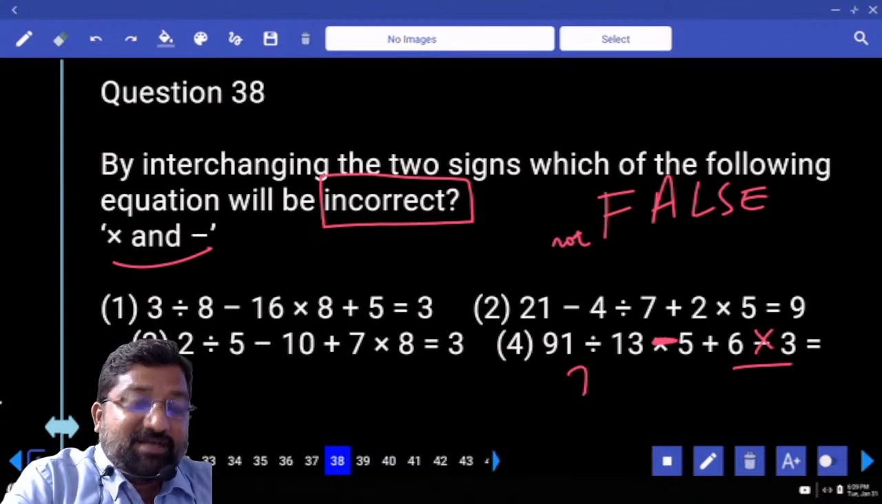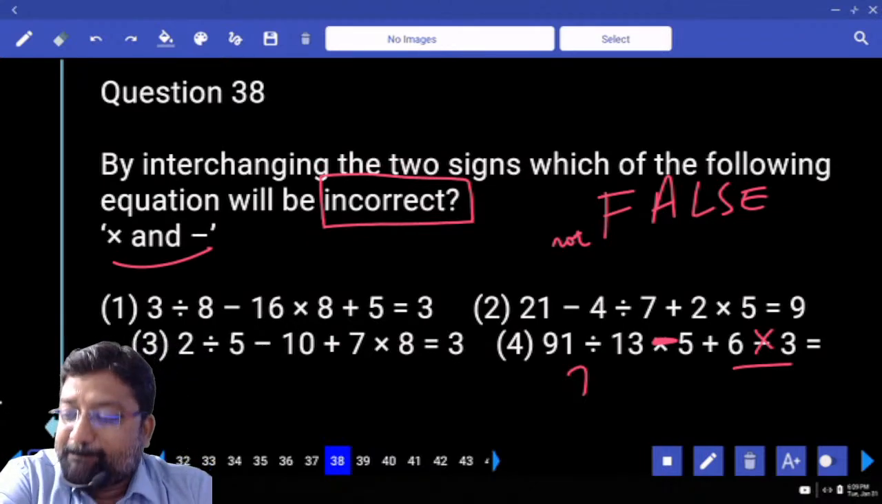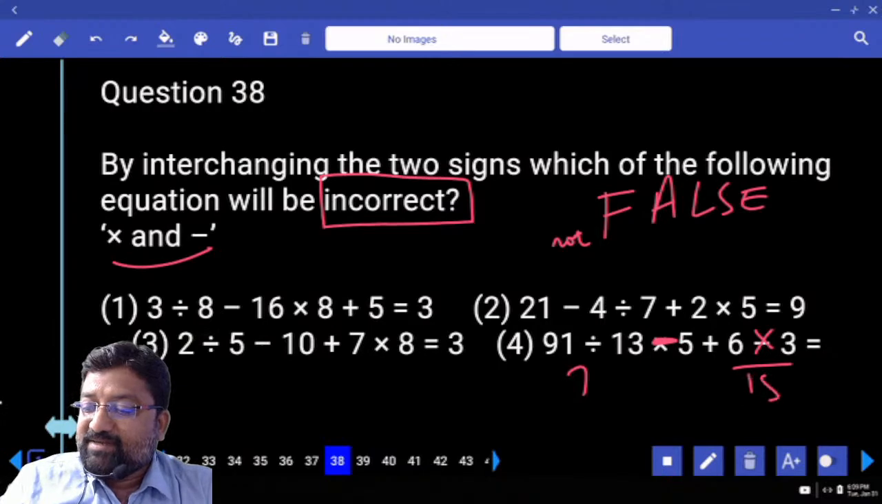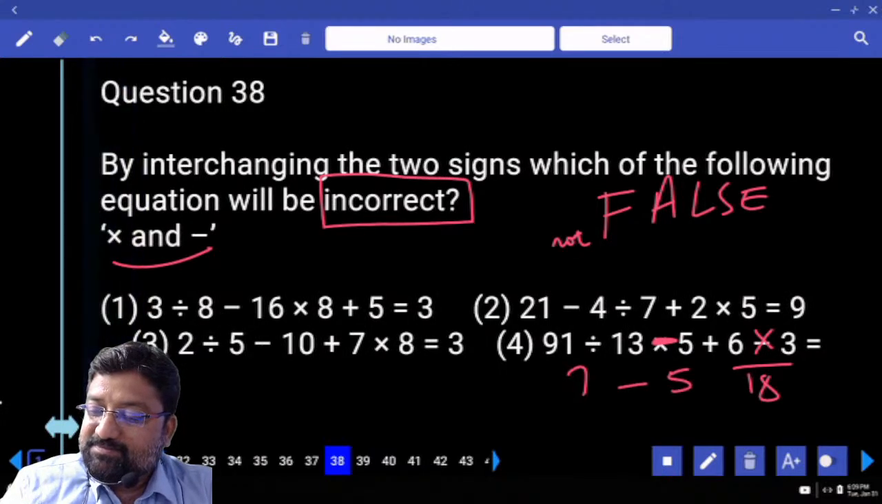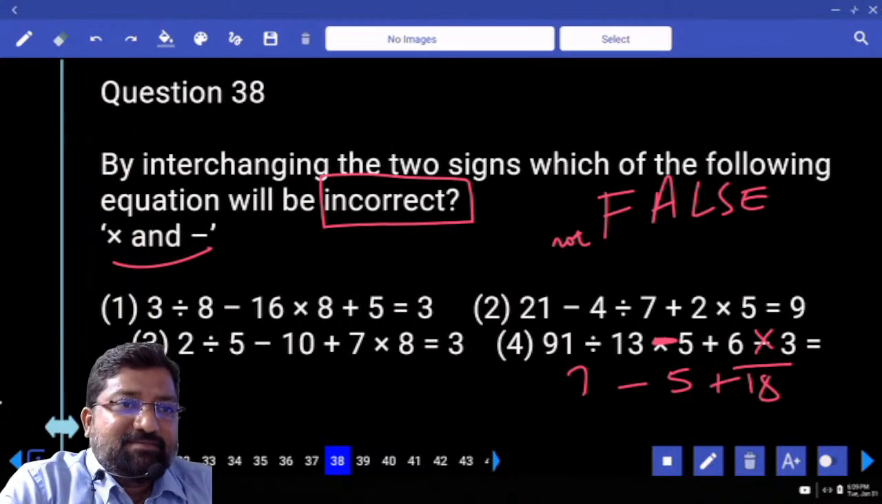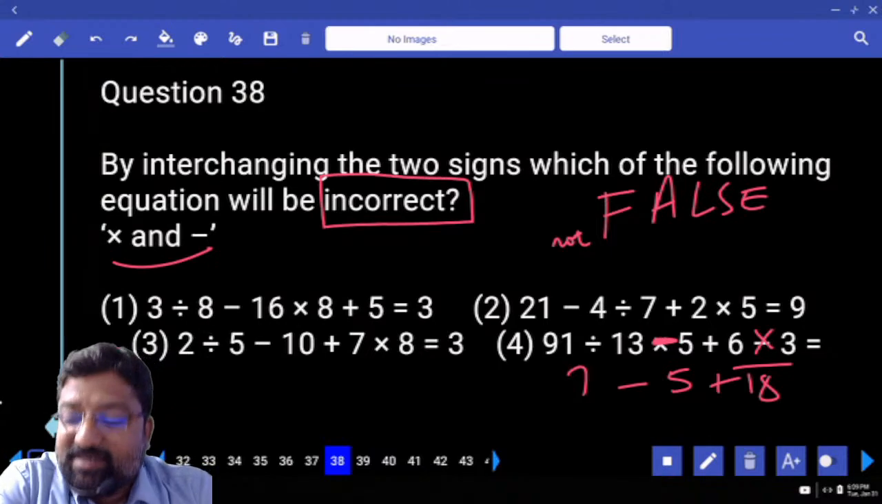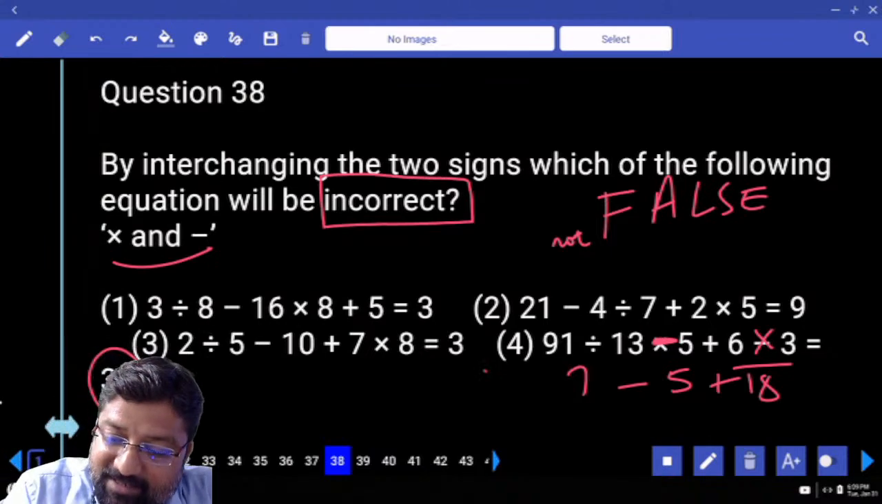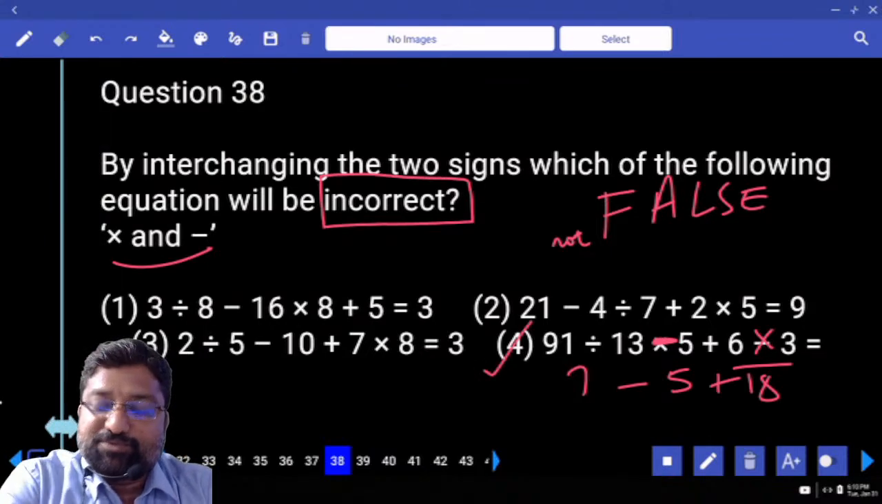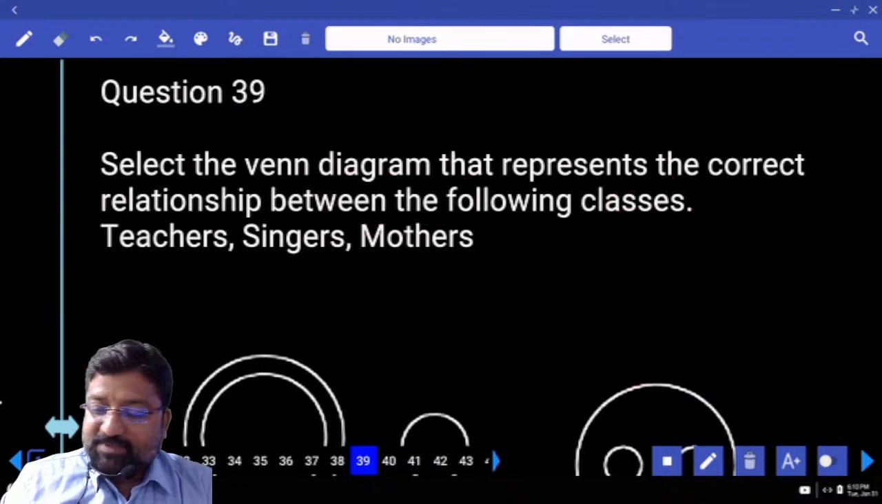Incorrect. So this is 7 and this is 18. So what is 7 plus 18? 25. Right? Minus 5 is 20. But this fellow says the answer is 38. Is he correct or incorrect? Incorrect. Which option is my answer? Fourth option. Be careful. Next.